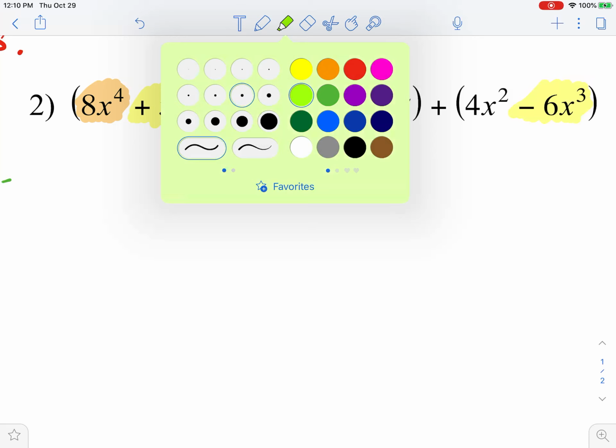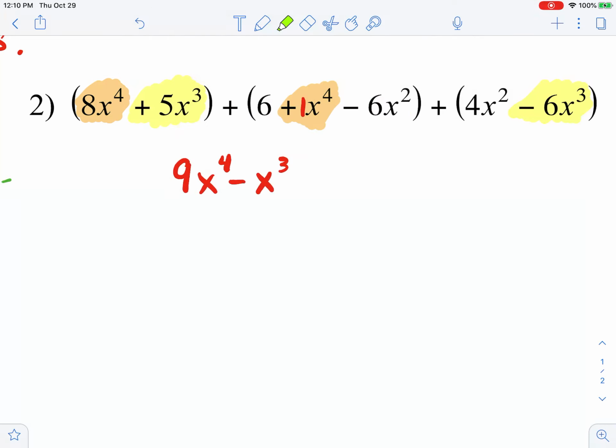Continue on down the line here. Let's move on to the x squareds. We got negative 6x squared plus 4x squared plus positive 4x squared. Negative 6 plus 4 is negative 2. So that would be negative 2x squared.